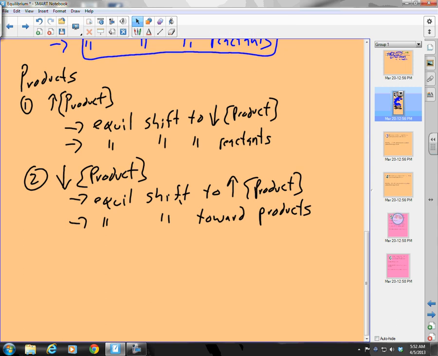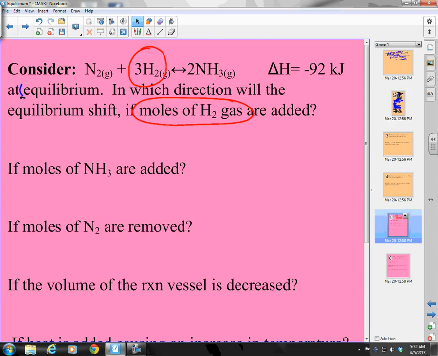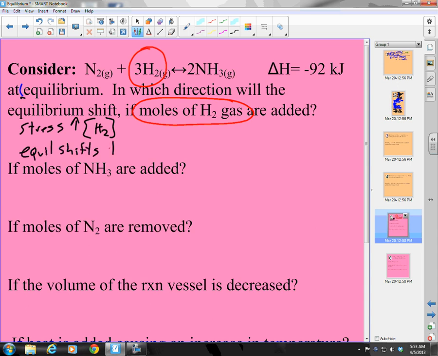So let's take a look at our question. In which direction will the equilibrium shift if moles of hydrogen gas are added? So I add moles of hydrogen gas. What's that going to do to my concentration? So that means the stress is an increase in the concentration of H2, right? Well, then what's my equilibrium going to do? My equilibrium shifts to do what? To decrease hydrogen concentration. How do I decrease hydrogen? It means I have to use it up, meaning I have to make more ammonia.